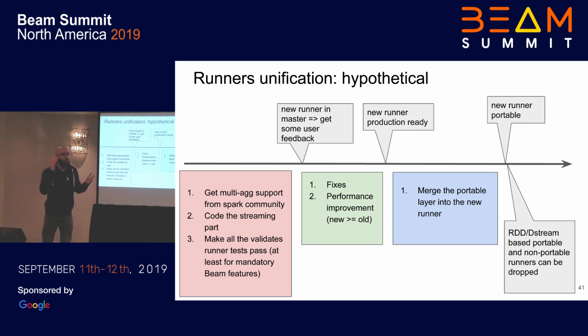So that will make 2, but in the end, we will need, in the blue one step, to merge the portable layer that was done with the new Spark structured streaming runner. And at that point, there will be a new production-ready runner based on the structured streaming framework, so we could drop the RDD and DStream-based runners. The current one, not portable, and the portable one. So don't ask for dates.